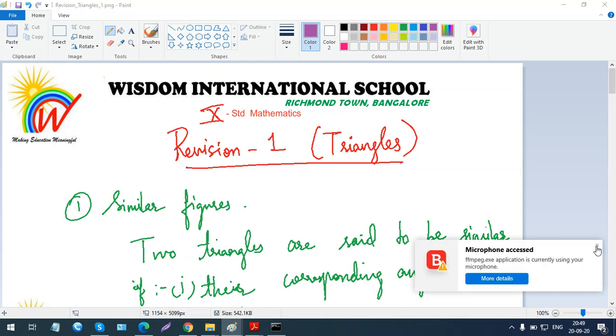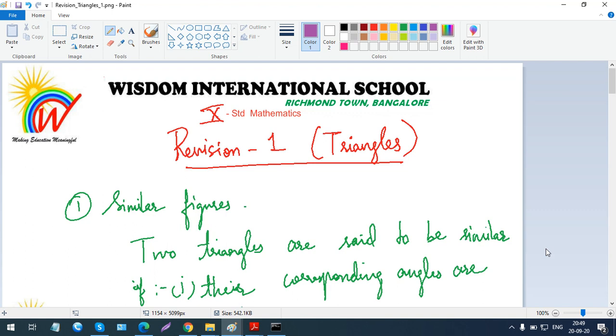So children, we have completed two chapters in mathematics, right? Triangles and circles. Now on from these two chapters, I'm going to give you a small test, okay? So I'll be sending you the test quiz somewhere in the middle of this week, maybe Wednesday, okay? So before that, we'll just go over whatever we have learned. It's just a revision. So let's start with the triangles chapter.